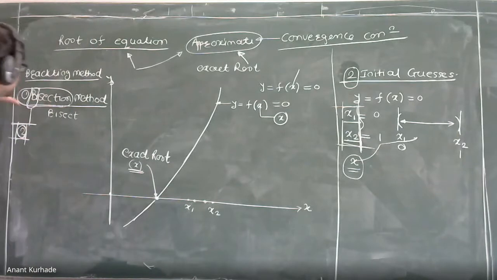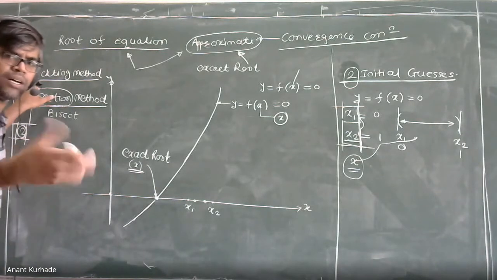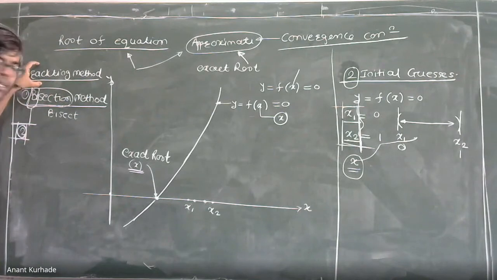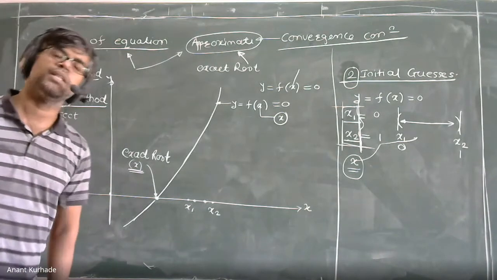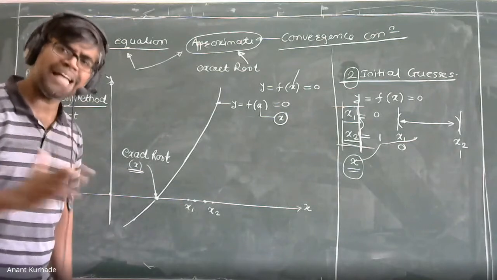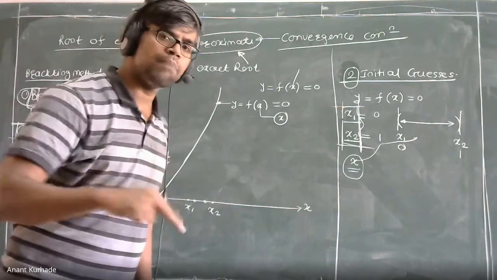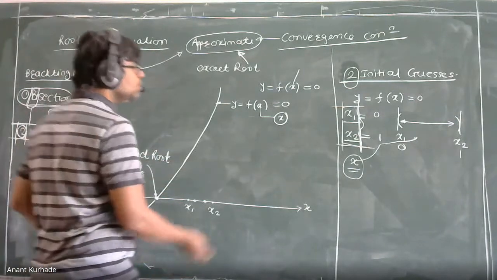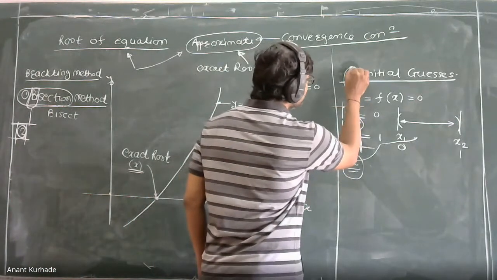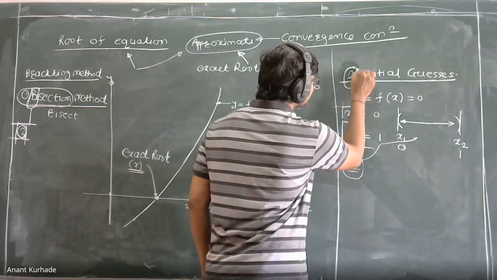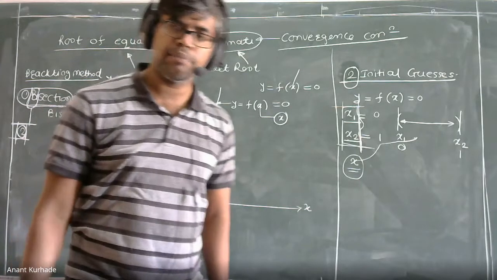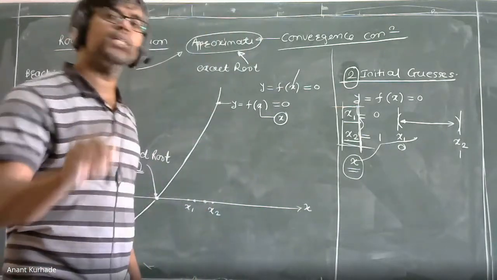So here we have two methods: bracketing, and later we will discuss the open method. Under the head of bracketing method, we have the first method, the bisection method. So remember the name, bisection method. Bi means two, and bisect means divide these two numbers. Since bi means two, it is required to assume two initial guesses. If initial guesses are not given in the problem statement, then start with 0.